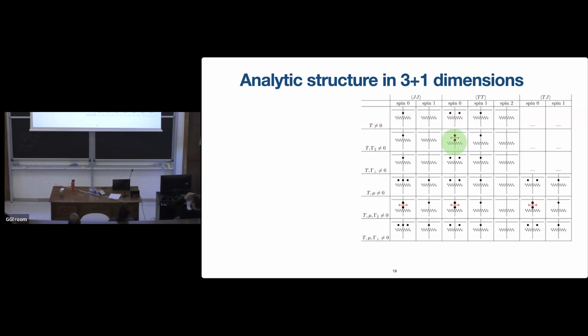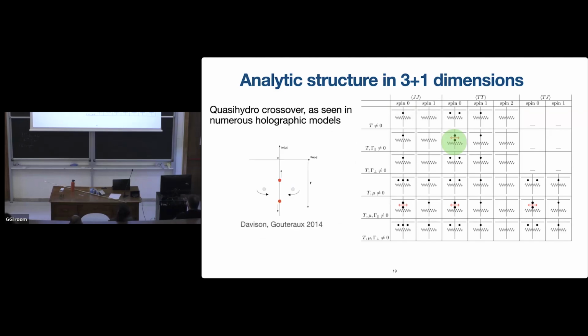good. So now, focusing on features, you see that there's some inherited structure when you introduce momentum relaxation in the parallel direction. I won't talk about these ones because they basically look the same. The first novel one is the energy-energy crossover. This is what goes by the name of quasi-hydro crossover. I just picked a nice plot I like from this paper here, but this is the essential picture. You have this combination.